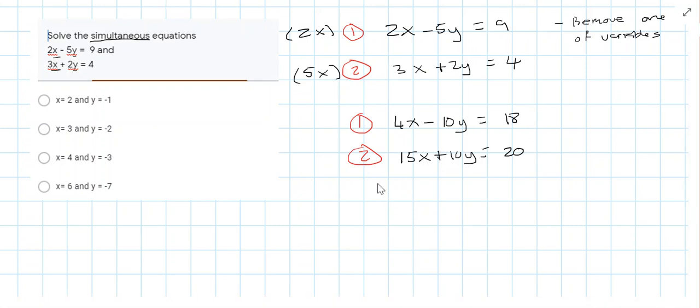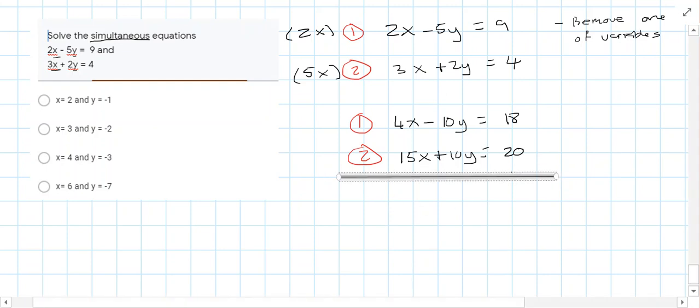The next part is we want to add equation 1 and equation 2 together. When we do that, we're going to get rid of one of the variables, which is the y variable. So then you want to add the equations together.